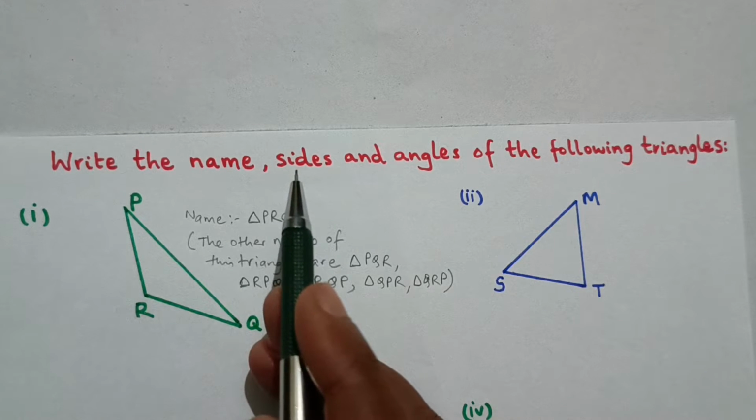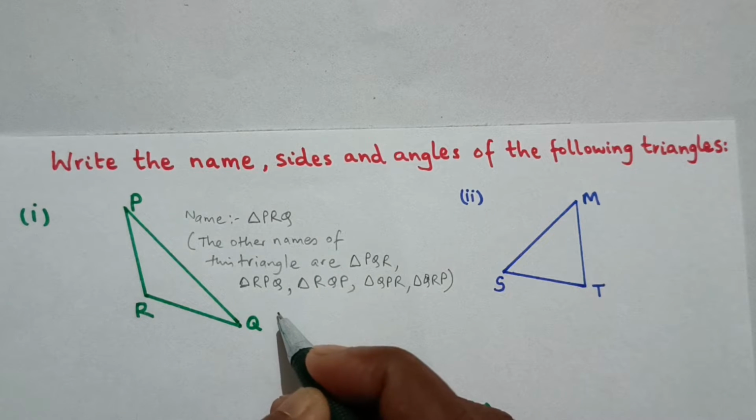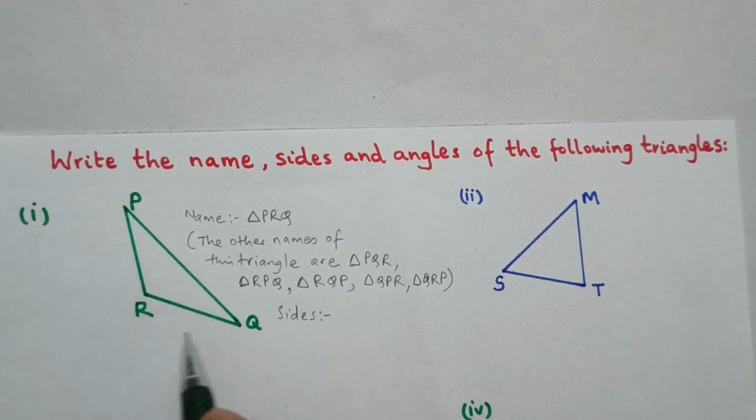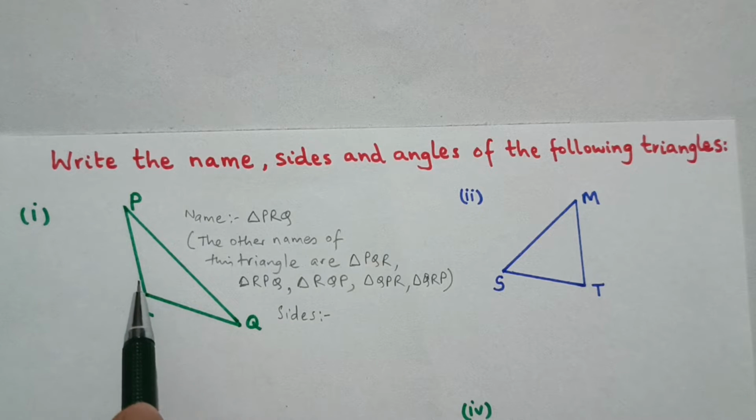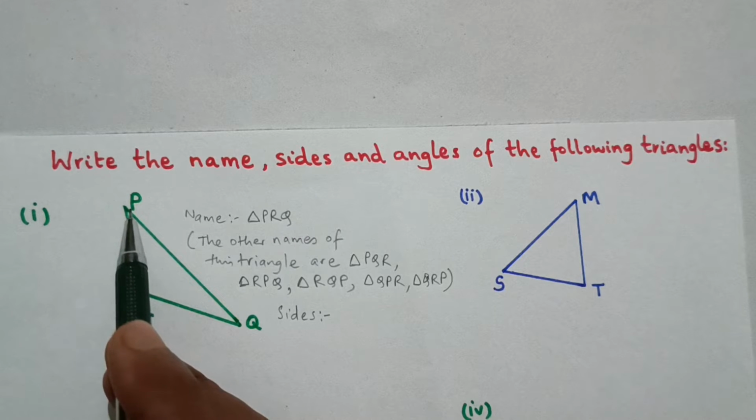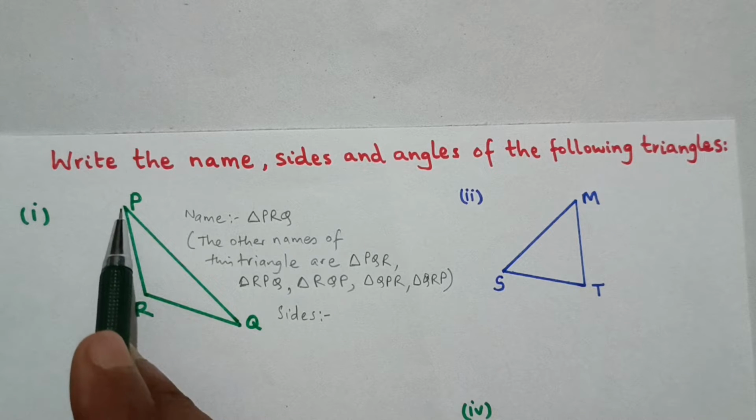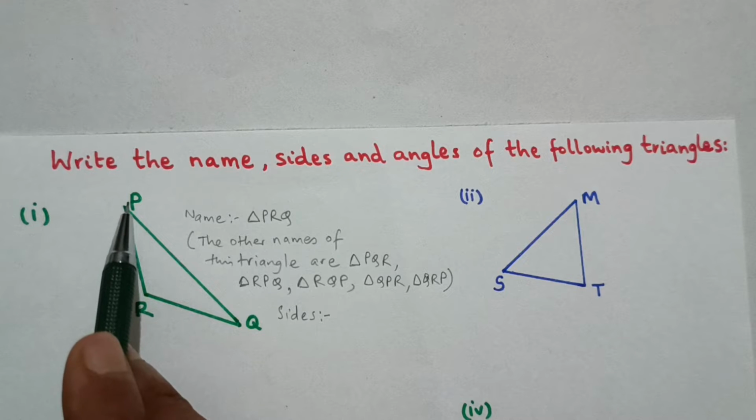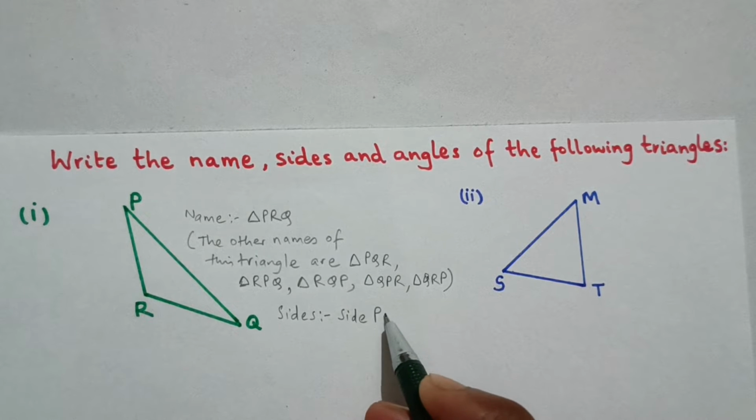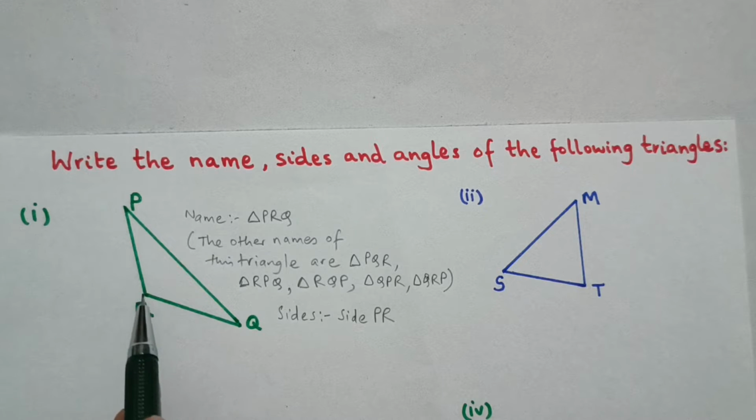Now we have to write down all the three sides of this triangle. So I will write it over here. So what are the three sides of this triangle? So this is one side of the triangle, this is another side of this triangle, and this is another side of this triangle. So it has three sides. So first we will name this side. So this side is side PR. I will call it as side PR. So I am calling this side as side PR.